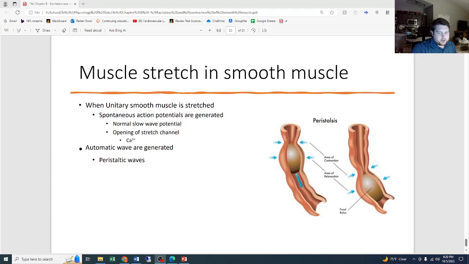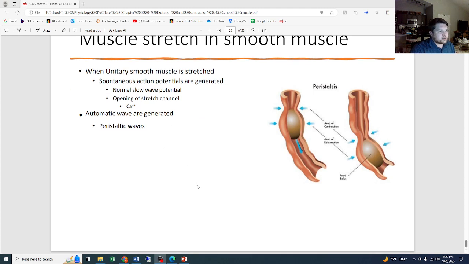And from the muscle stretch, we touched on a little bit. So when the unitary smooth muscle is stretched, spontaneous action potentials are generated. You get normal slow wave potential, opening of the stretch channel, calcium coming in, all this stuff. And the automatic waves are generated. You get peristaltic waves. Peristalsis is the movement of stuff through the muscles.